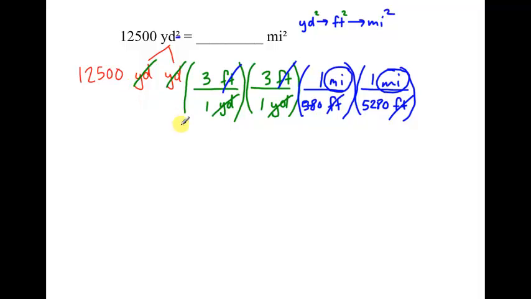So across the top we're going to multiply 12,500 times 3 again, and then I see I'm dividing by the 5280, dividing by 5280 one more time for my total. This is a decimal. It's about 0.004 square miles.